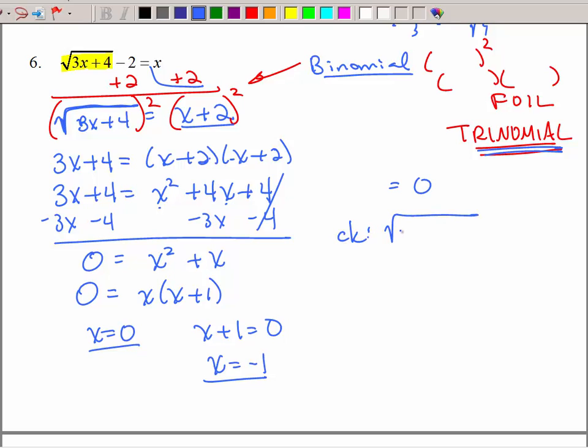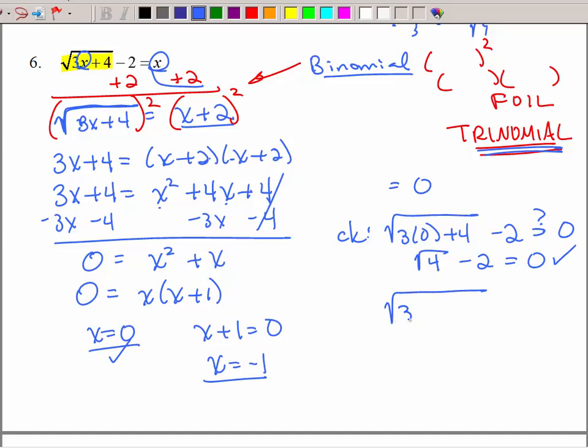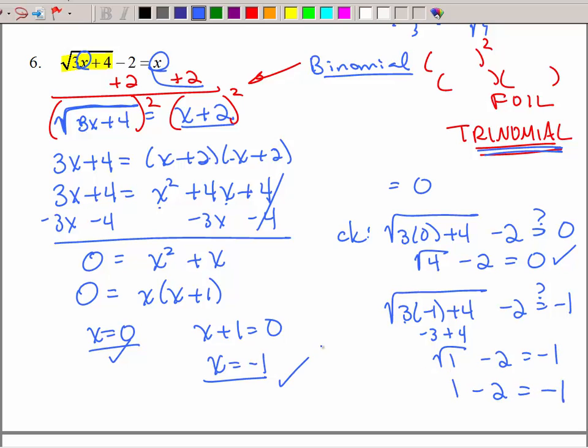All right, so I have the square root of 3 times 0 plus 4 minus 2. Does that equal 0? Again, I've got to put the zeros in both of those places. So that's the square root of 4 minus 2. Does that equal 0? Yes, it does. All right, now I have the square root of 3 times negative 1 plus 4 minus 2. Does that equal negative 1? Let's see, that's negative 3 plus 4. So that's the square root of 1 minus 2. Well, the square root of 1 is 1, minus 2. That also checks. So both are keepers. Neither one is what's called extraneous.